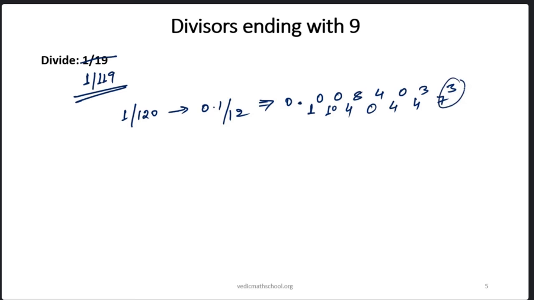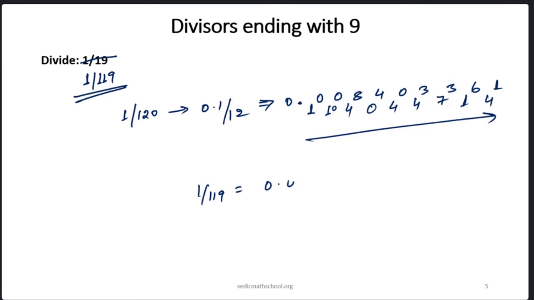73 will be. Now 73 will be divided with 12. How many times? 6. What is the remainder? 1. So in this way, the answer is what? 1 upon 119 equals 0.008407361. This is the answer.